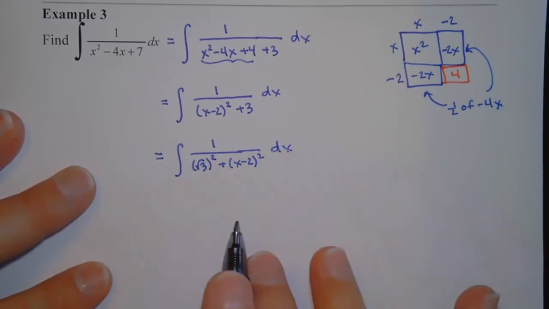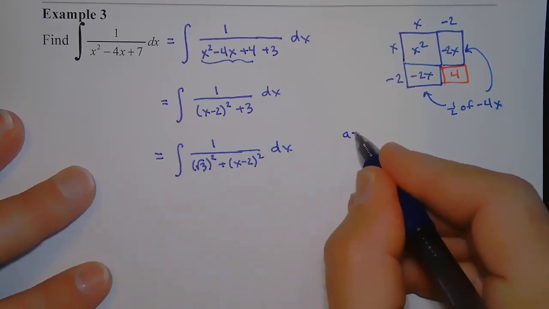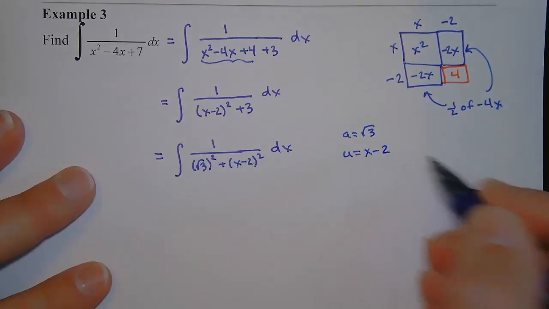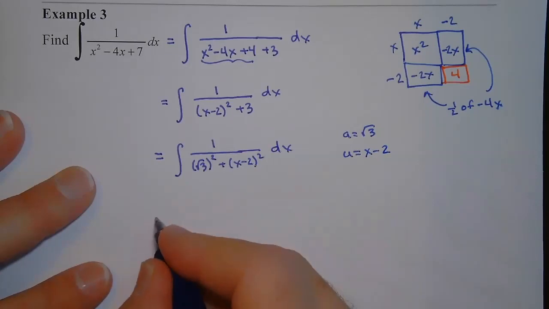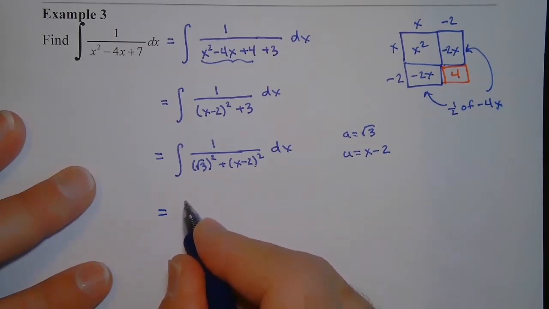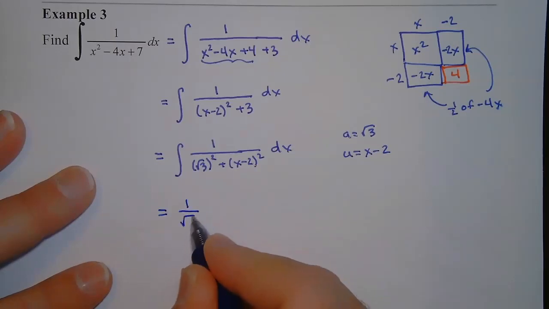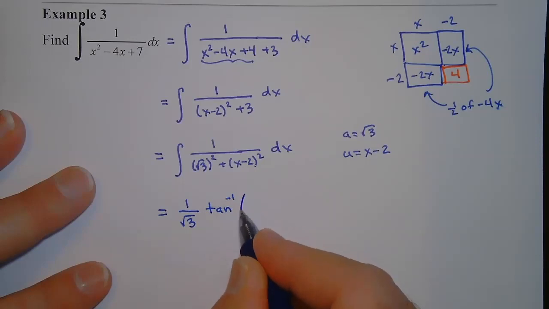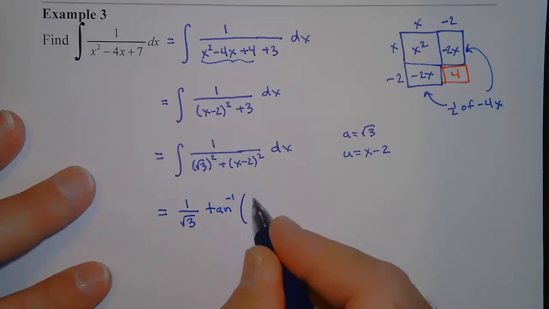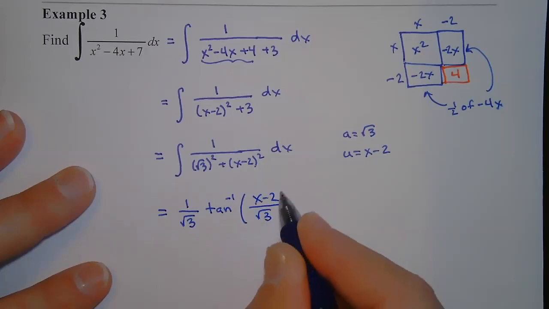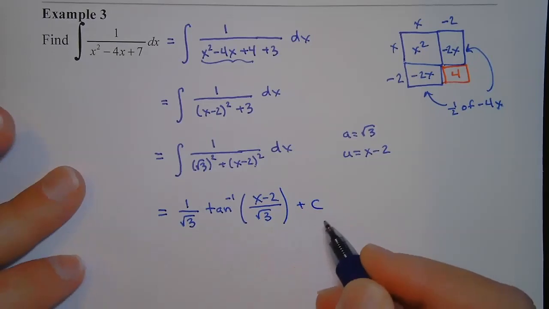And then by looking at this, I can tell my a is the square root of 3, and my u is going to be x minus 2. And it takes on that form that we saw earlier. Okay, so this is going to be 1 over a. So that'd be 1 over the square root of 3, arctan or tan inverse, whichever one you want to write, tan inverse of x minus 2, because that's my u, over my a, which is the square root of 3 plus c.